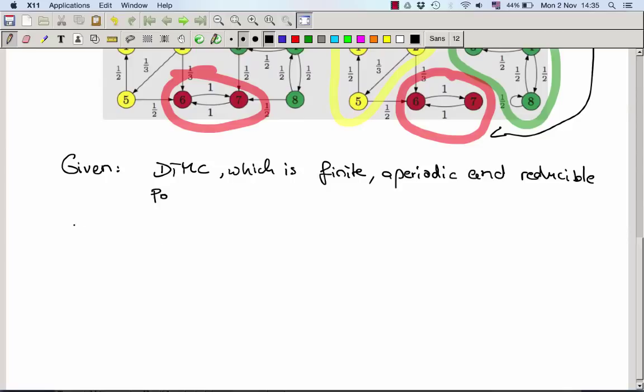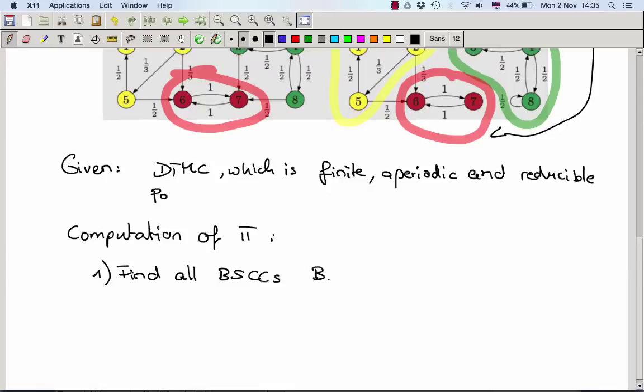Now, to compute pi, you perform the following steps. Step 1 is find all BSCCs, let's call them B1 to BK, in the underlying graph, let's call it X.